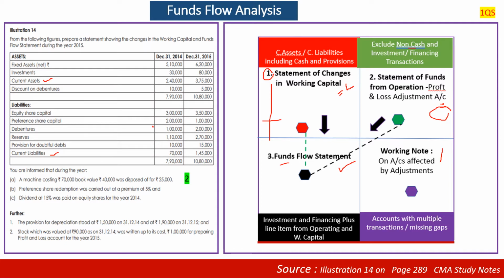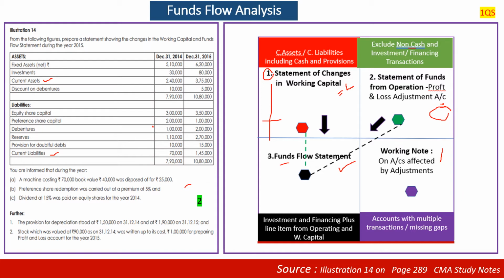Coming to adjustments, machine costing 70,000. When it is sold, there is fund flow, therefore it goes to funds flow. There is a profit or loss on sale, which goes to the profit and loss account, therefore it will appear in both statements. Preference shares redeemed. When you redeem, you pay out money and you pay premium. Premium will be accounted in statement number 2. Total payment will be accounted in the funds flow statement.